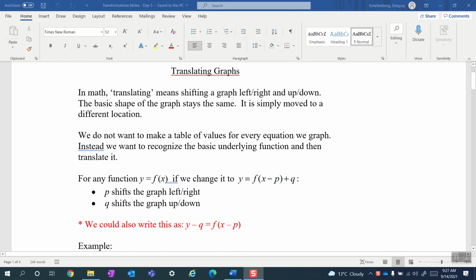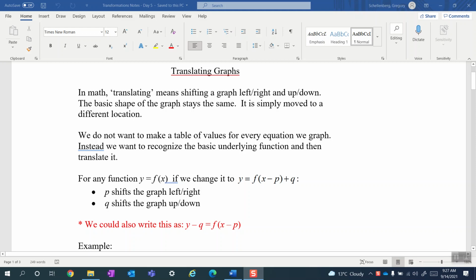Okay, good morning everyone. So we're finally getting into transformations today, and I know we've talked a little bit about it, and the fact that you've all taken Pre-Calc 11 means you have worked with transformations before, but now we're going to formally start talking about translating graphs and expanding and compressing and reflecting graphs. Today we'll look at translating.